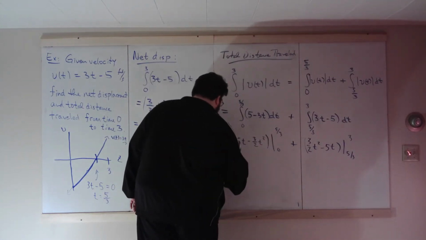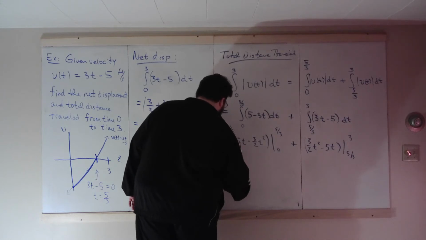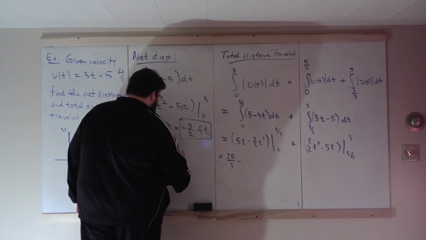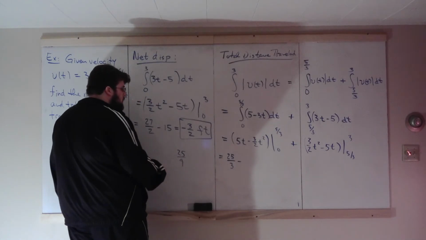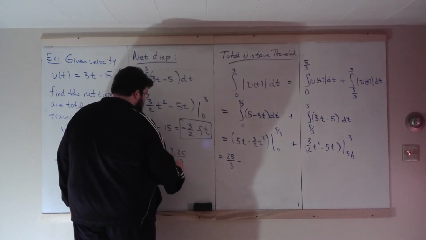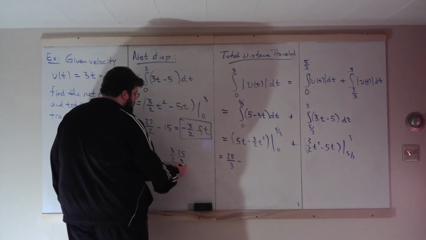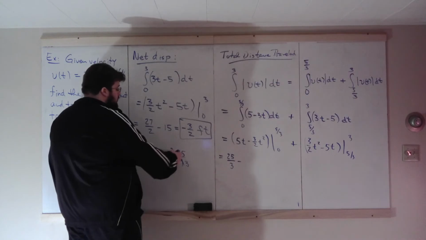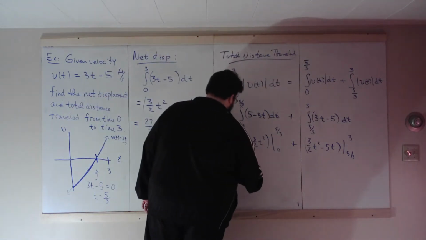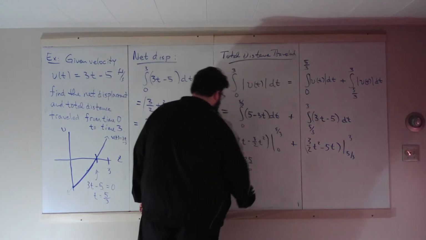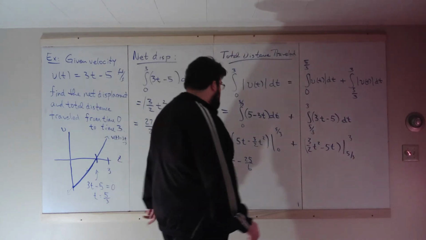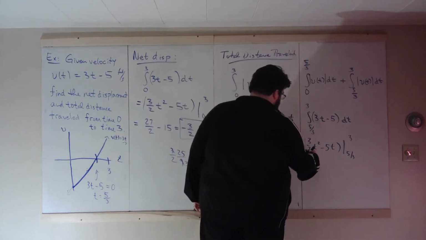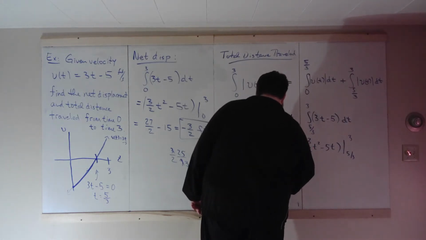At 5/3, you get 25/3 minus 5/3 squared is 25/9 times 3/2 gives you what? The 9 and the 3 make a 3 and a 1. So you get 25/6. Plus what happens over here. So plus, evaluate at 3, you get 27/2.